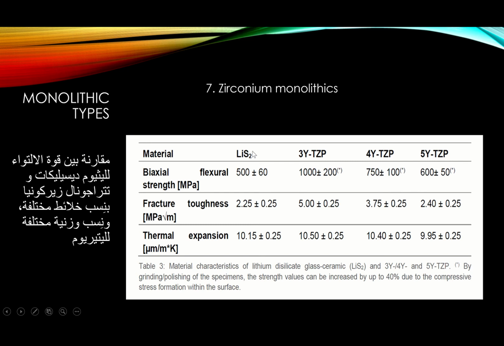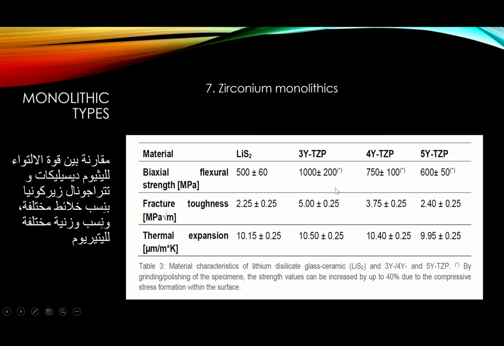Lithium disilicate, even from Ivoclar Vivadent, you're talking about 500 megapascal of strength. 3 yttrium tetragonal stabilized around 1000, 4 yttrium around 750, 5 yttrium around 600, plus or minus 50. So what does this mean?